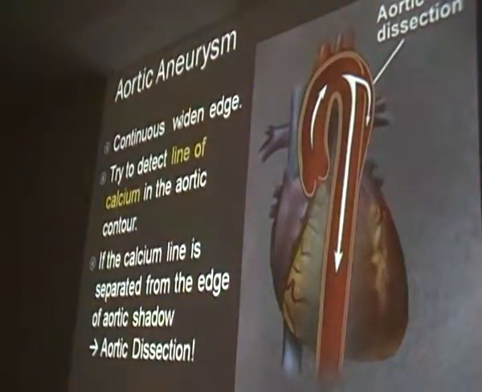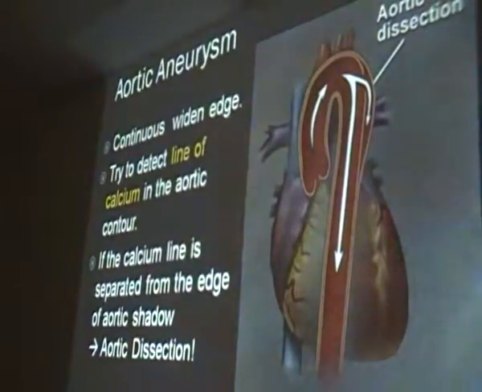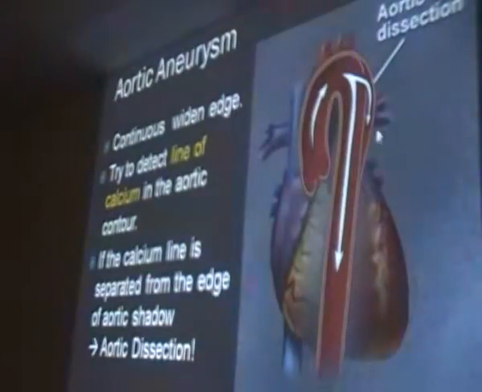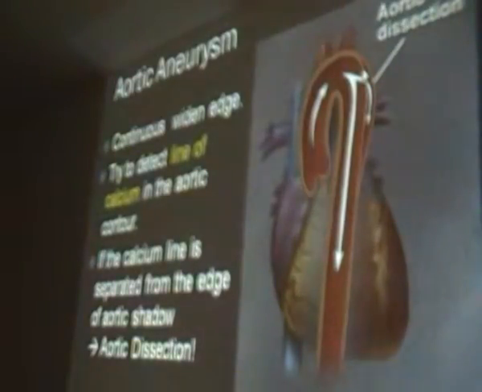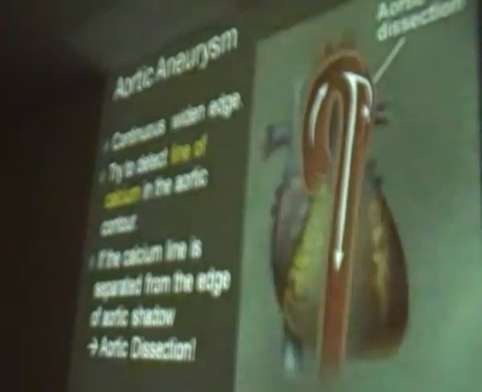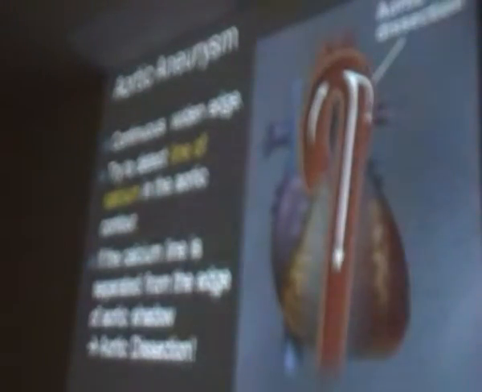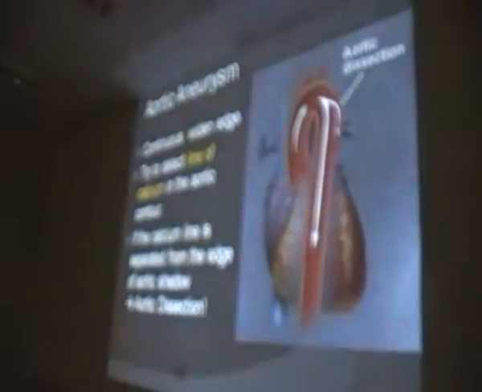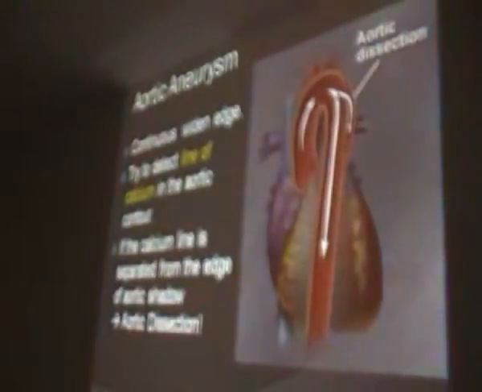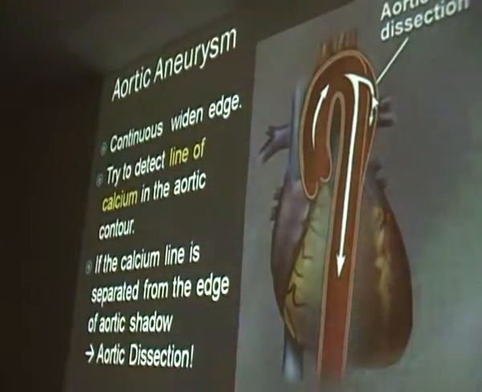So you can see a continuous widened edge, and usually aneurysm is caused by some calcification in the wall. Try to look for any calcified line, the white colored line at the wall of the aorta, and if you see this line is separated from the edge here, for example you can see the line here, but the contour is here, that means there's aortic dissection already. Aortic dissection basically means the blood is flowing into the wall of the aorta actually.